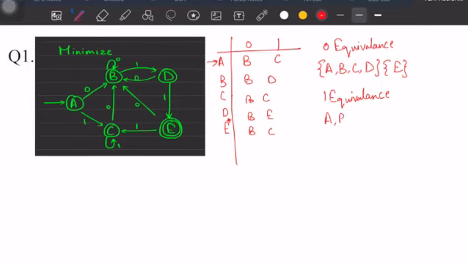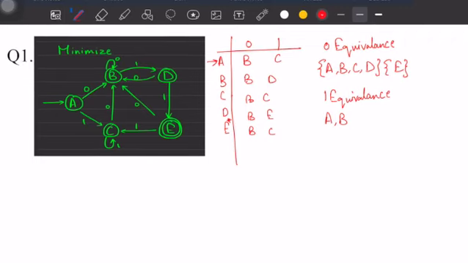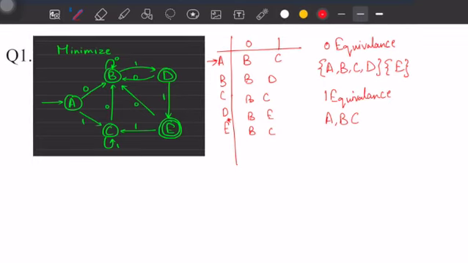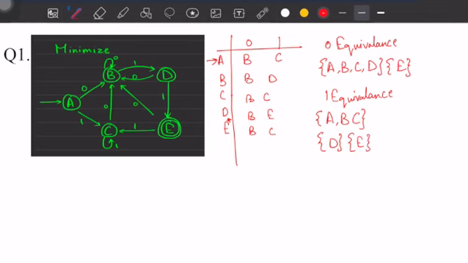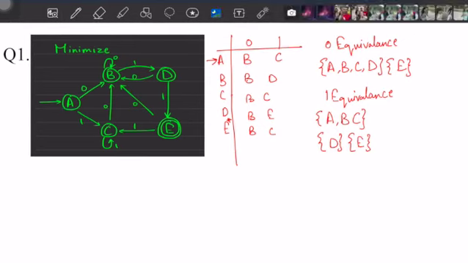Now let us check if C can also be added to the same group. C also goes to B and C, which were in the same group as before, so we can leave this in the same group. But D for input 1 goes to E, so E is not in the initial group, so we have to keep it separately. Now E is the only one left, so E is anyways by itself. Now let us check 2 equivalence for the same.